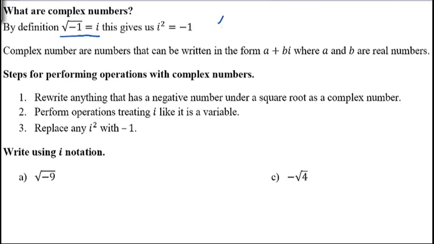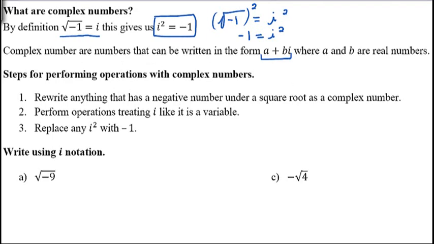By definition, the square root of -1 is equal to i. If we take the square root of -1 equals i and square both sides, the square root and the square cancel each other out, so it gives us -1 is equal to i squared. That's how we get this fact that i squared is equal to -1. Complex numbers are normally written in the form a plus bi, where a and b are both real numbers, and b is not equal to 0.